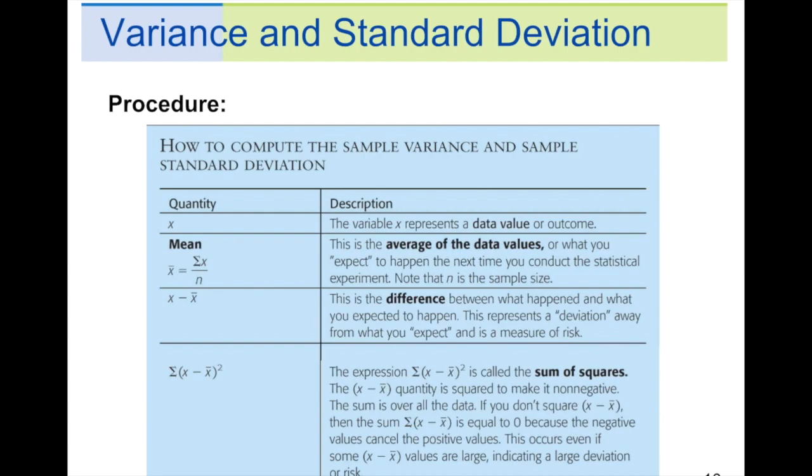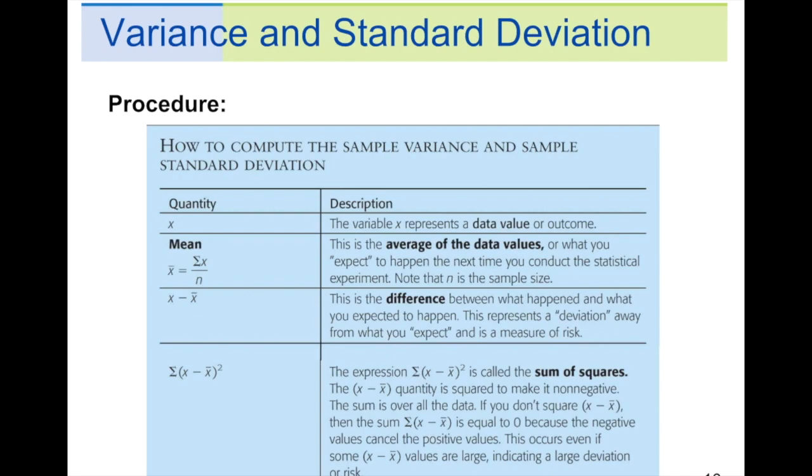Alright, here's the procedure for computing the sample variance and sample standard deviation. There are many steps to this. So first, you're going to deal with having x. X is one data value in what you have, just one of the data values. To find the mean, x-bar, it's the summation of all the data values divided by how many data values you have, which is n. So n is the sample size, so you know how to find the mean. It's the average we're used to dealing with.